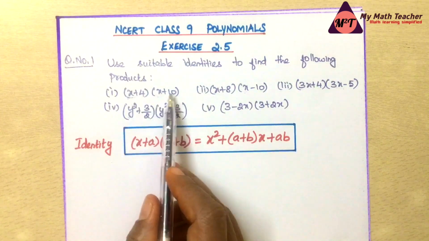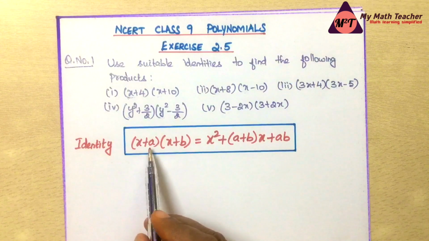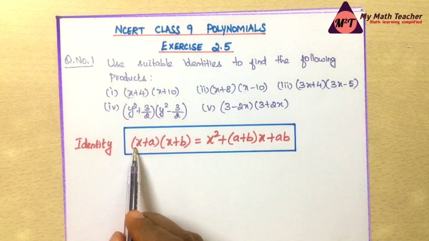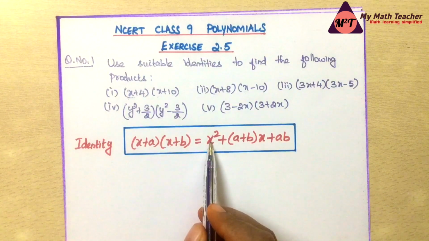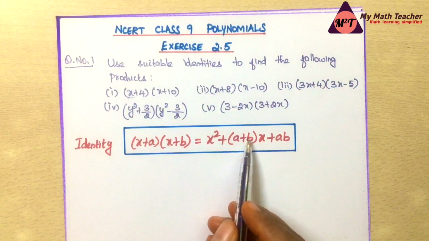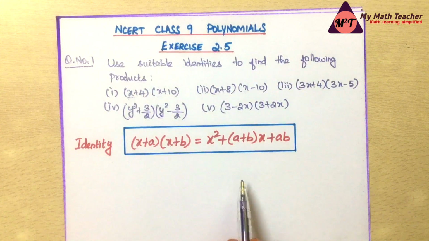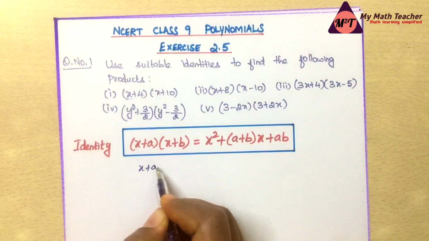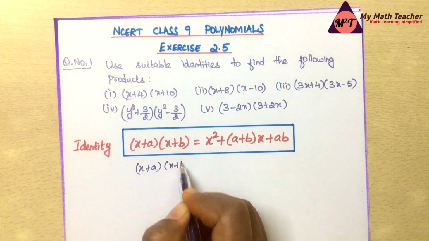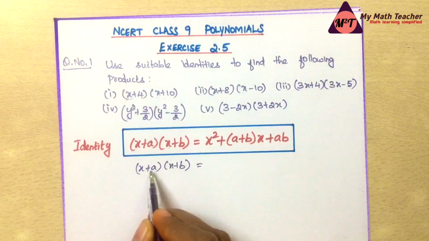We can easily multiply these types of polynomials using this identity, which is x plus a into x plus b. We can see the first term in both is the same. When you multiply this, it is x square plus a plus b into x plus ab. So I will explain this identity in detail. In general, if it is in the form x plus a and x plus b, only the first terms are the same, whereas the second are different here.